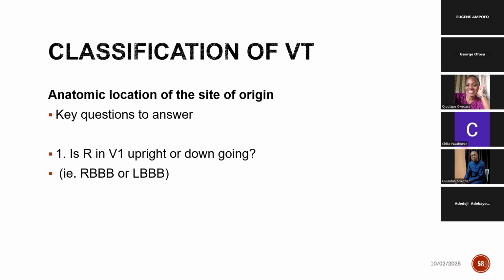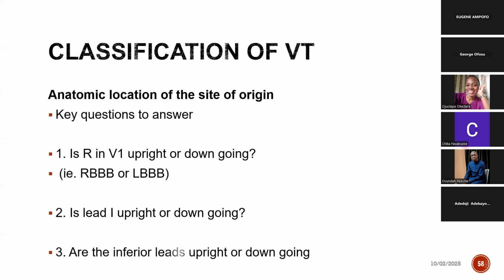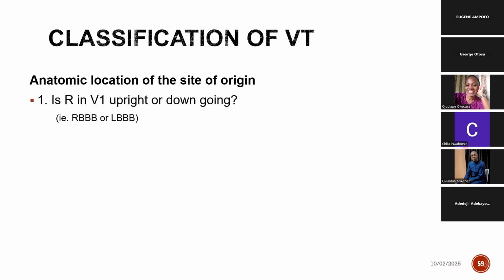By way of anatomic location and site of origin, to classify VT, usually we need to ask ourselves three main questions. The first question is whether the R wave in V1 is upright or down going. That's whether it's an LBB or an RBB morphology. Secondly, is lead one upright or down going? And thirdly, are the inferior leads upright or down going?